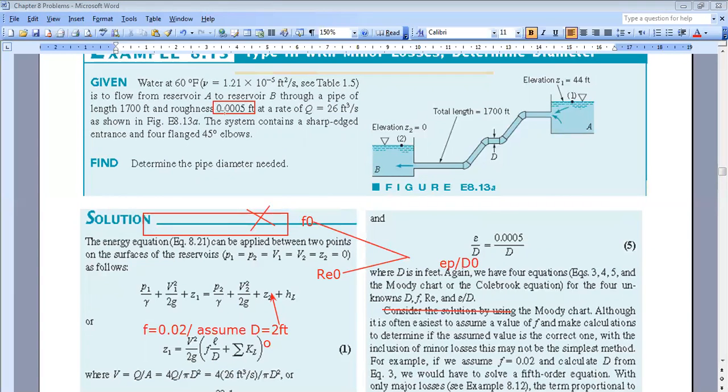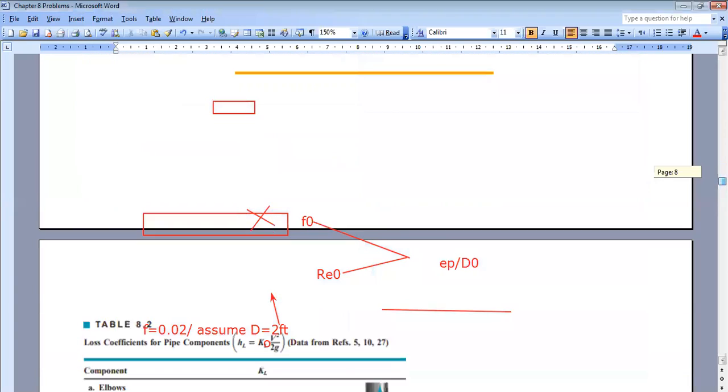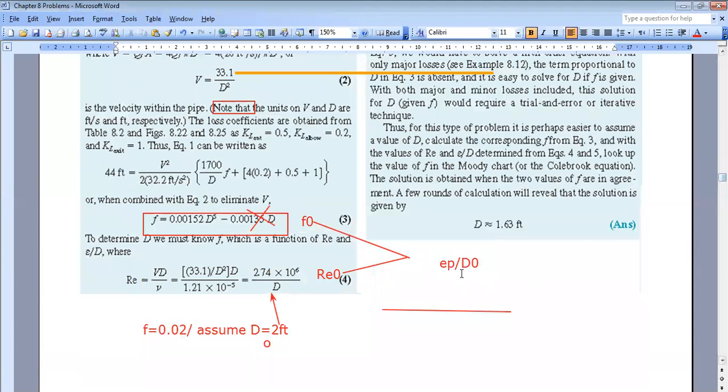In case it's not given, they will tell you what the material type is, for example cast iron or any other material, then you can go to the table and find epsilon. Okay, so here since it's given, I directly replace, and from the Moody chart I get epsilon over d0, and since epsilon is known, I get a new value of d. Let's call it d1.